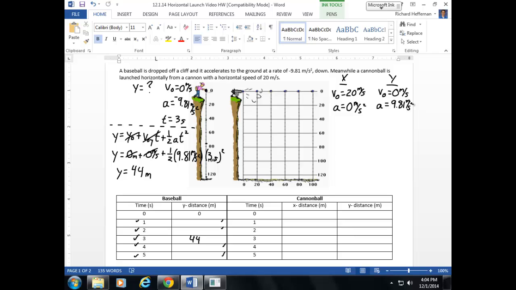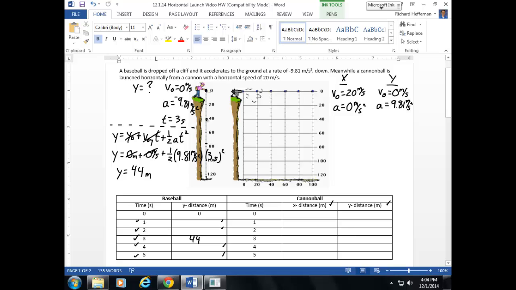Now we can use this information in order to fill out the chart for the x distance and the y distance of the cannonball. Now back to the baseball really quickly. We know that after 3 seconds, the baseball had traveled 44 meters vertically in the y direction.